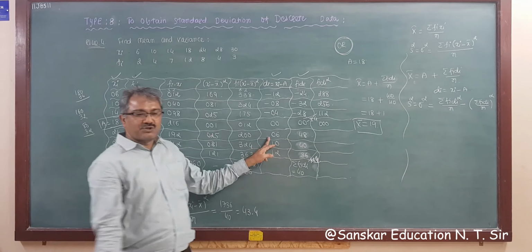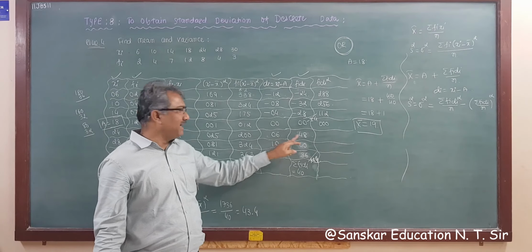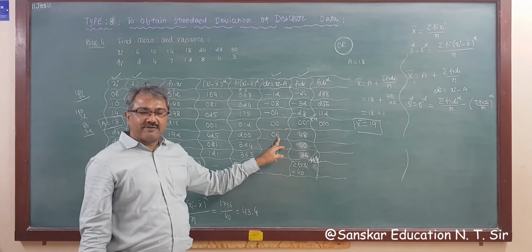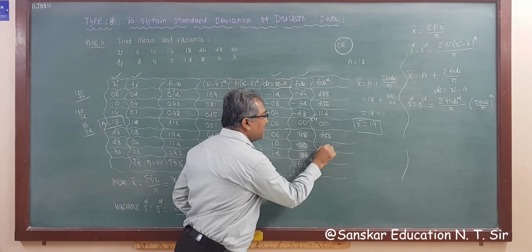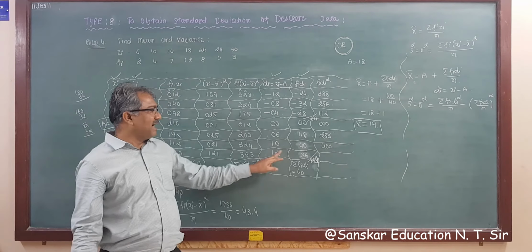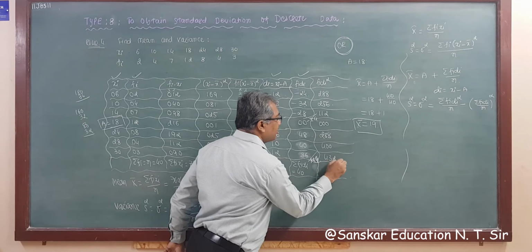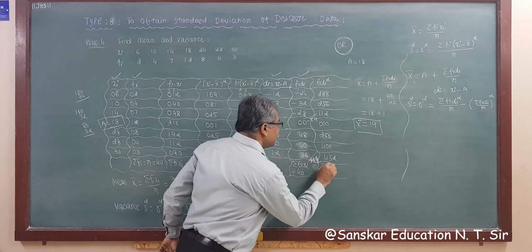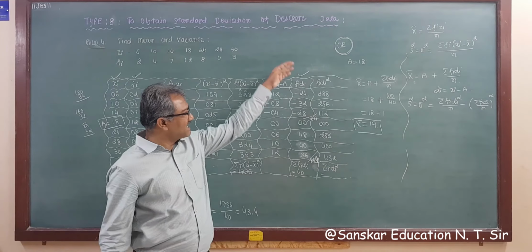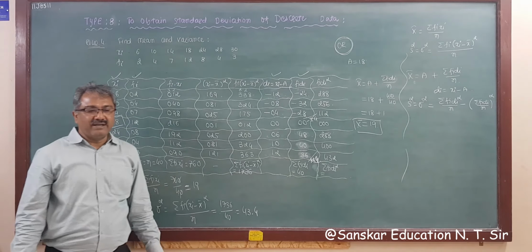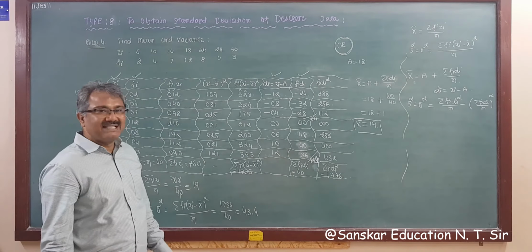Now this 48 into 6 is 288. 40 into 6 is 240, and 8 sixes are 48. So the answer will be 288. This is 40 into 10, 400, and 36 into 12 is 432. So this is 432, and the sum of this, that is sigma Fi di square, will be 1776. I am writing directly because I know. So the sum of this is 1776.